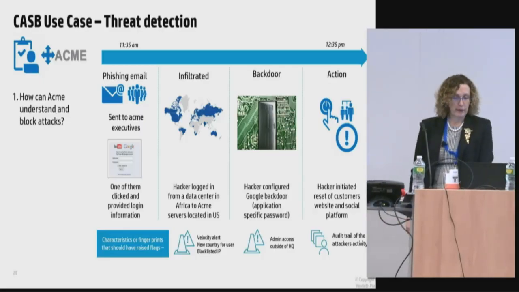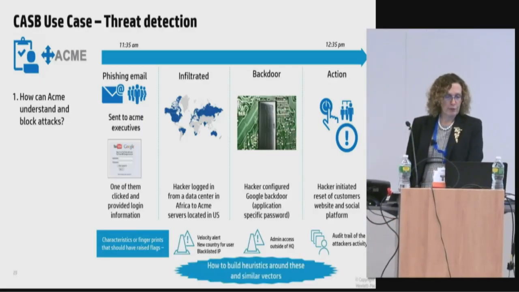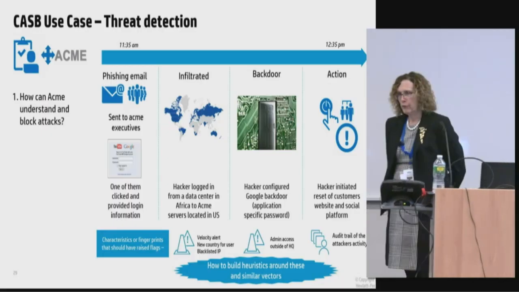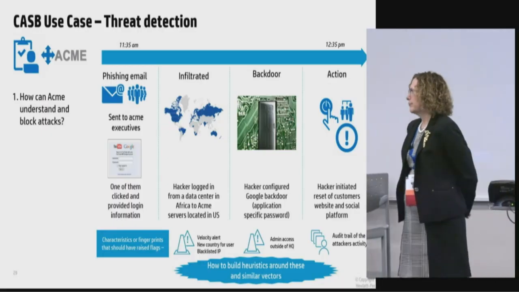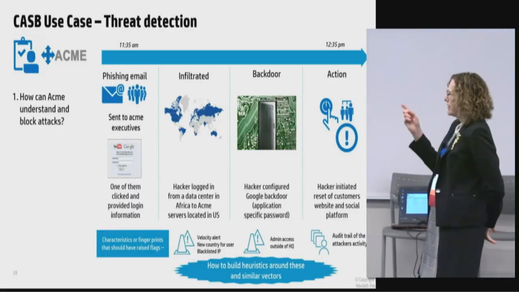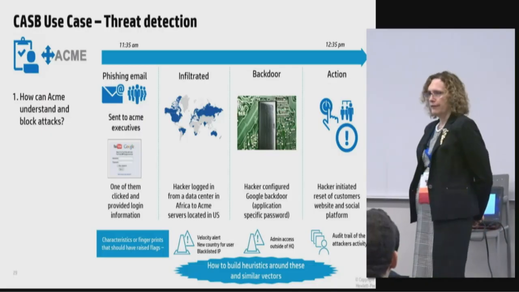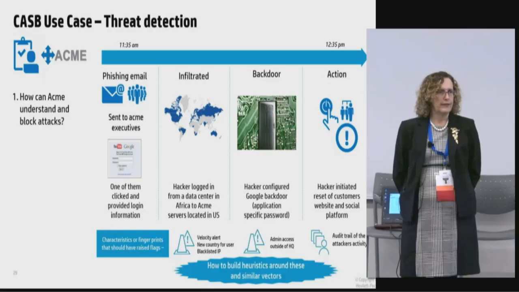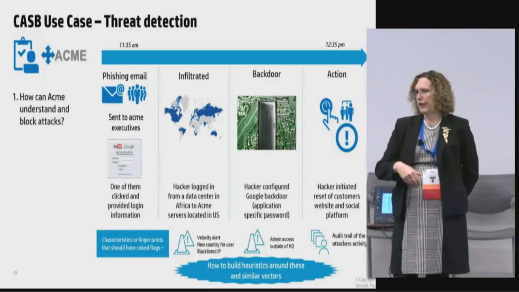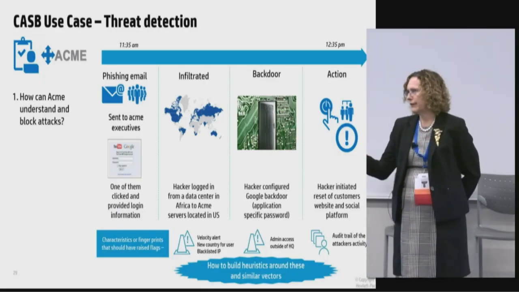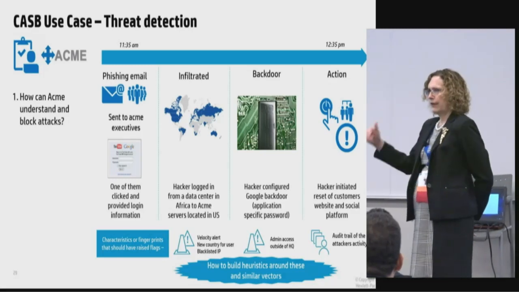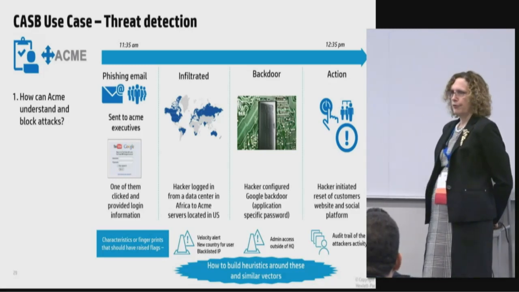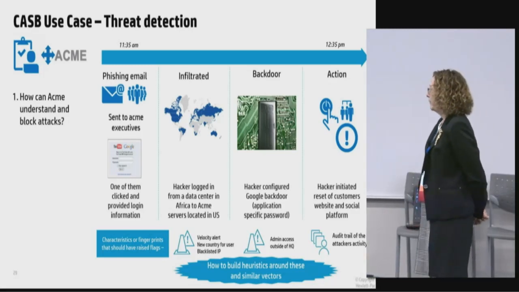So basically, the access broker will build heuristics around this type of attack vector, and you'll be able to detect when malicious activity is happening, not only within your network, but within cloud-based services that your environment is taking advantage of.